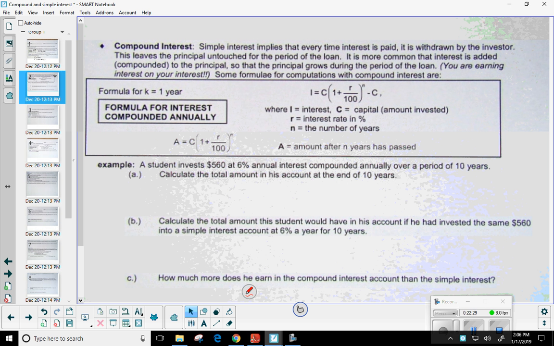Some formulae for computations with compound interest are. Now, this here, it's starting to look like the formula that we are somewhat accustomed to. C is still the capital, the amount that you invest. Here, R is still the percentage because you're dividing by 100. That changes it to the decimal. N is going to be the number of years. So you'll notice they're taking this formula and they're subtracting C. If you subtract off what you initially invested, that difference is just the amount that you earned.